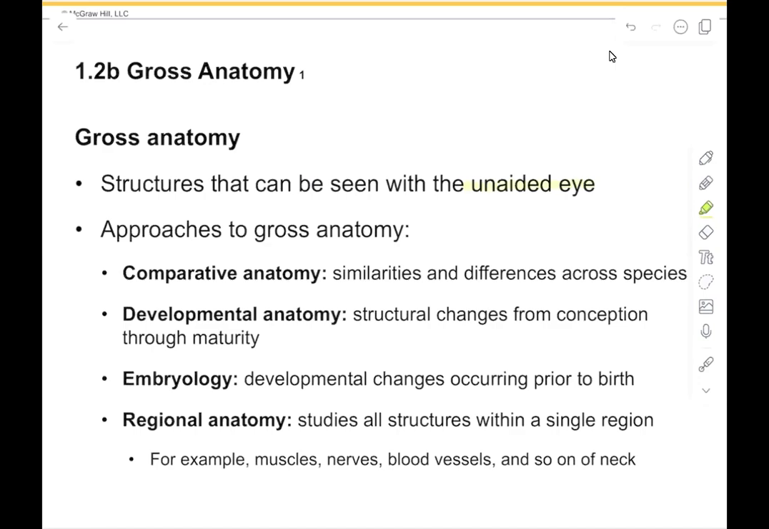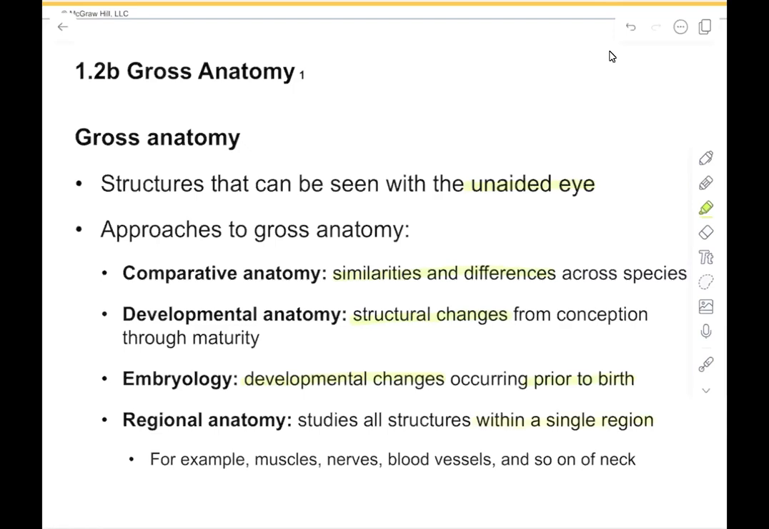Examples of studying gross anatomy would be what's called comparative anatomy, where there are similarities and differences that are compared across different species. Another example would be developmental anatomy, where structural changes are studied from conception through maturity. Embryology would be happening even earlier than developmental anatomy. It would also be looking at changes, but during development of the embryo, so prior to birth. Another type of anatomy is regional anatomy, which is studies within a specific region of the body.